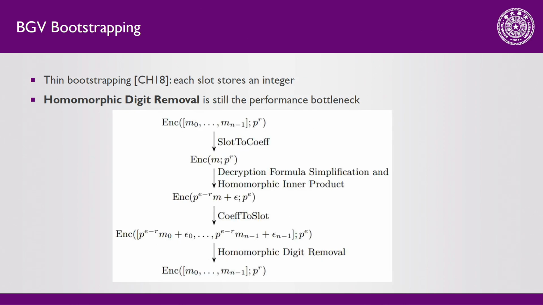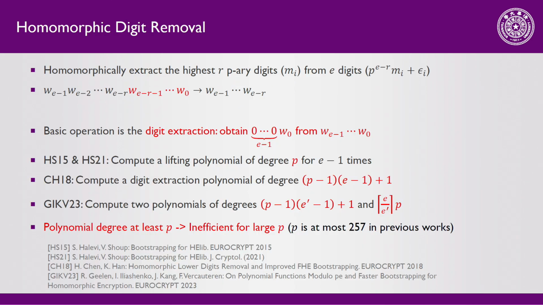And the second case is called thin bootstrapping, where each slot stores an integer instead of a finite field element. The bootstrapping procedure is similar to the general bootstrapping case, so I will not go over it again. And still the performance bottleneck is the homomorphic digit removal. So what does this homomorphic digit removal do? It extracts the highest r digits, which are the message, and discards the lowest e minus r digits, which are the noise.